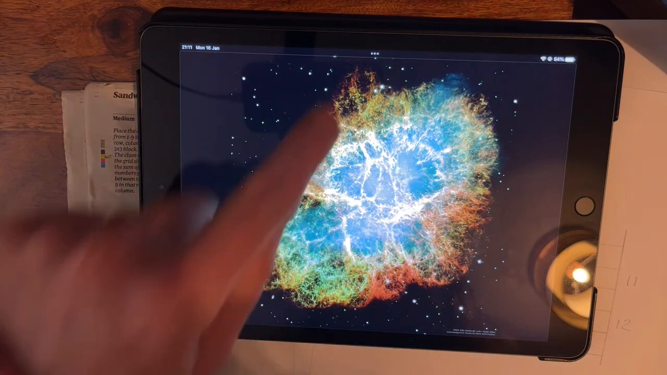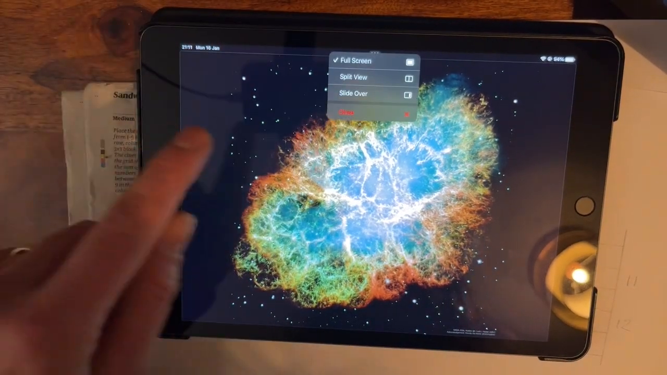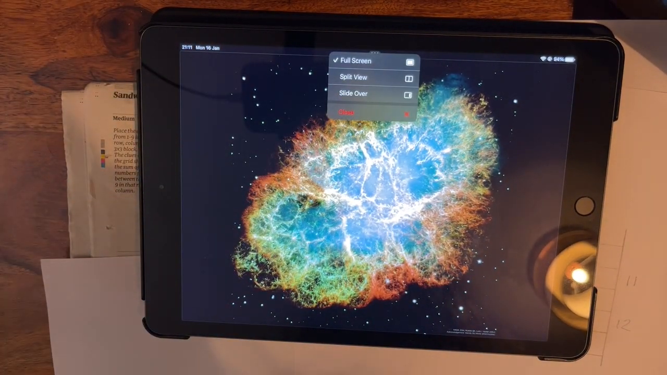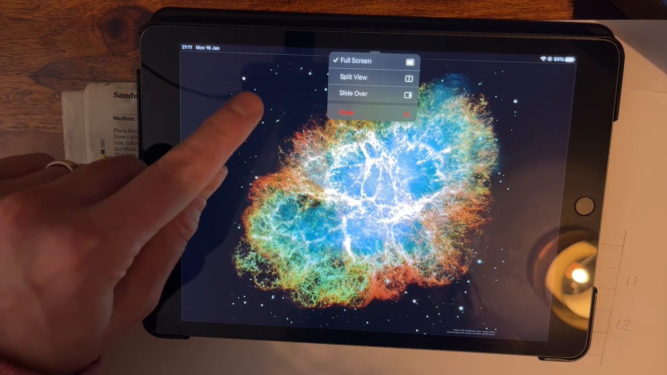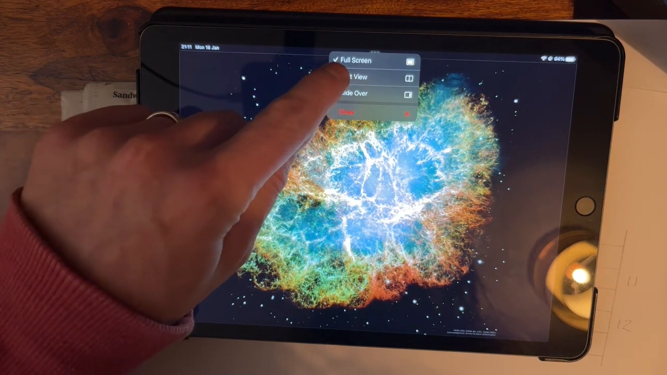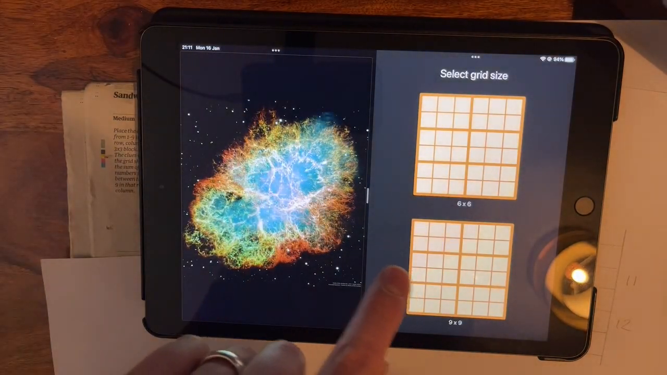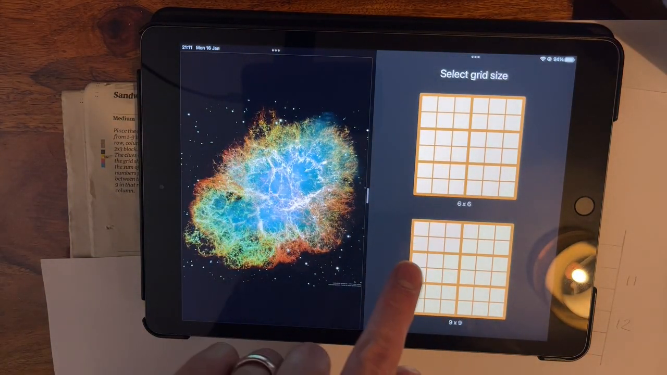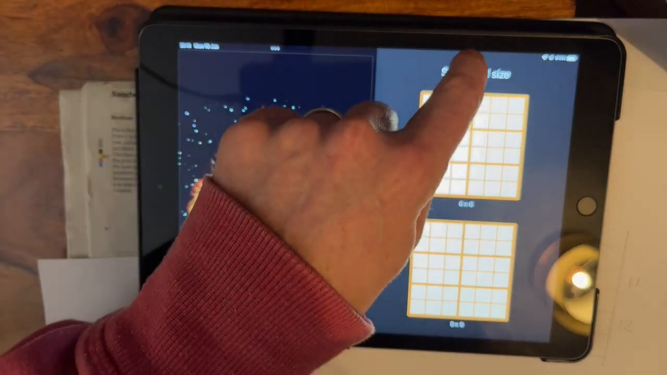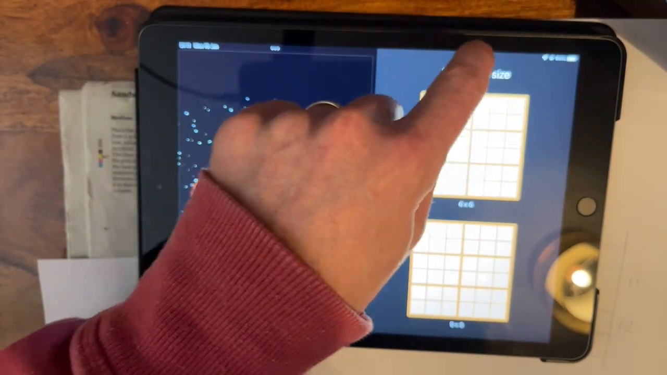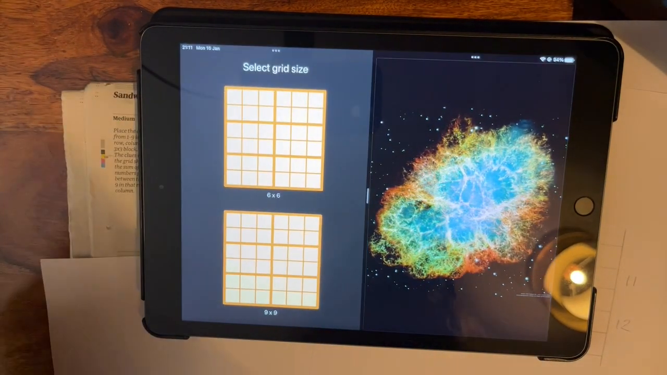So let's bring in the app. The app is available for Mac, iPad, and iPhone. They all look exactly the same, but I'm just demonstrating on the iPad because I'm using my phone to record this. So what can we do? We can go split view, and I'm just going to move this over here.